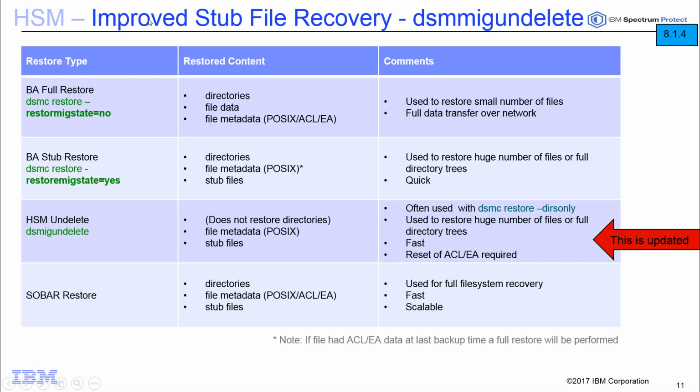On the space management for Unix, we've done some enhancements on how we repopulate stub files if you had some type of file system failure where you lost all of your files and stub files and needed to recover and rebuild those. This command, dsmmigundelete, is often utilized in conjunction with dsmc restore -ders only to repopulate all of those stub files on a file system that's being recovered.